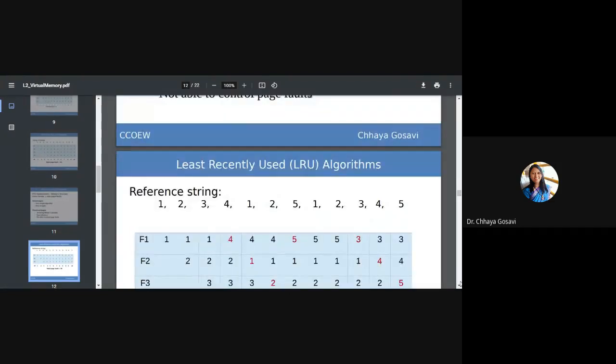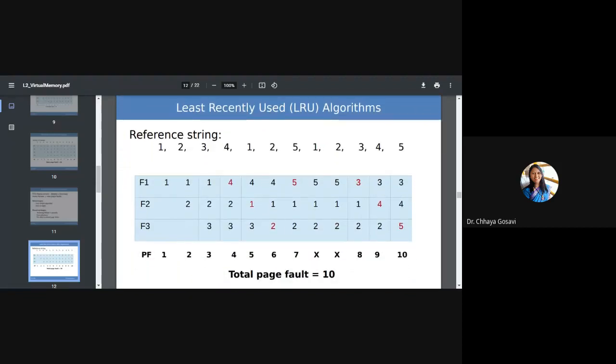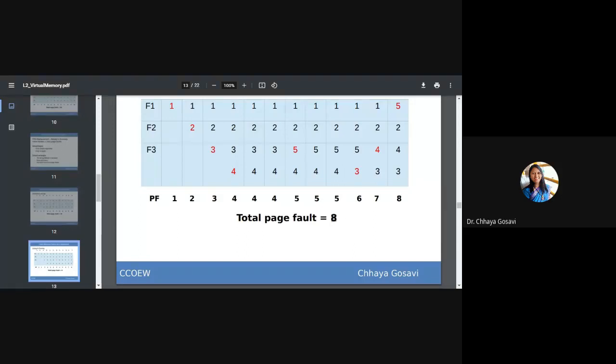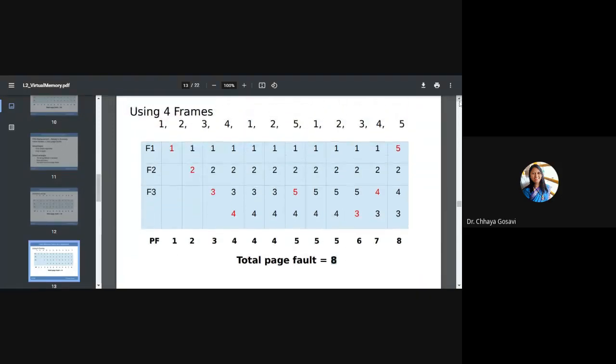Then we have seen least recently used. This algorithm means we check in the past which frame is least recently used, and that can be chosen as a victim page for replacement. We solved this algorithm with 3 frames as well as 4 frames. We got 10 page faults with 3 frames and 8 page faults with 4 frames. So here when we increase the number of frames, we got fewer page faults.